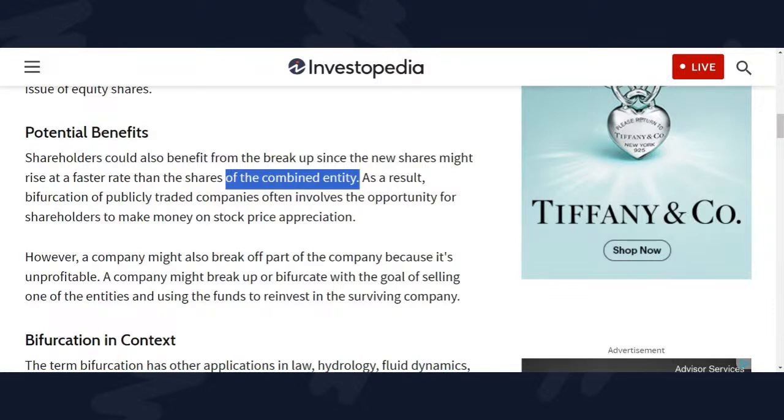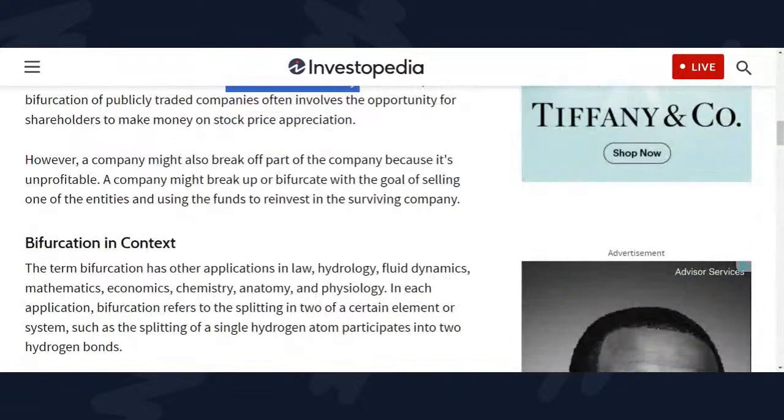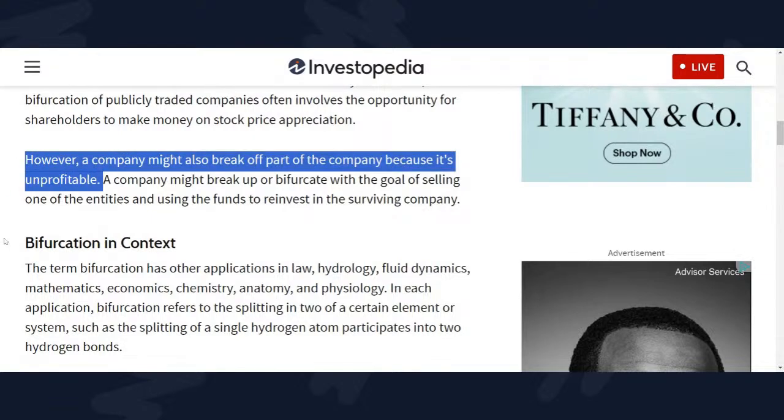As a result, bifurcation of publicly traded companies often involves the opportunity for shareholders to make money on stock price appreciation. However, a company might also break off part of the company because it's unprofitable. So if you're being considered as an investment firm and you're a broker of that investment firm, but you're bankrupt, would that prevent them from using you as an investment? Think about how simple this stuff is, folks.